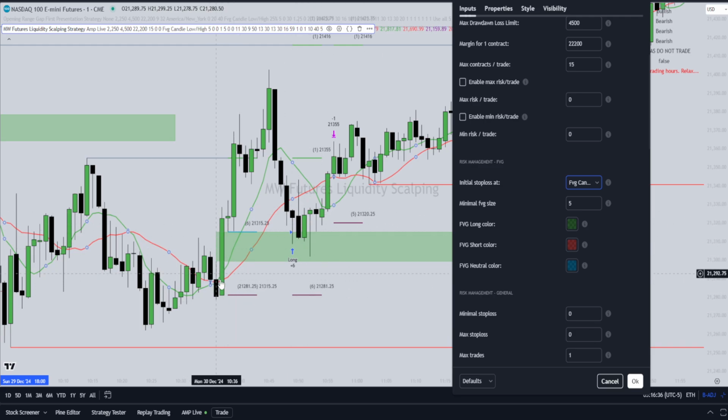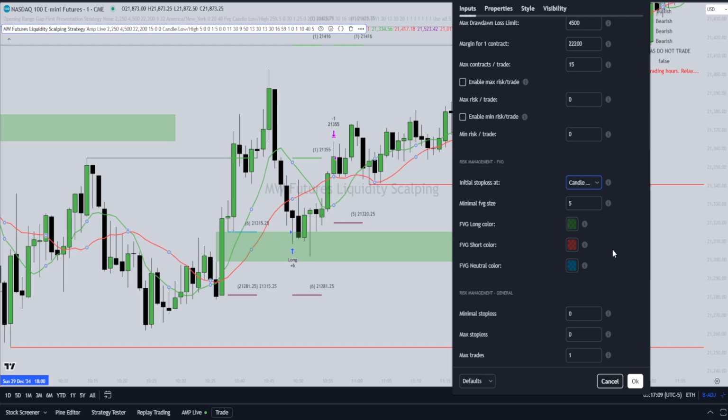If we look at fair value gaps, it's always consistent of three candles, right? The left candle, the middle candle, and the right candle. The middle candle is always the fair value gap candle. This is the candle which shows the fair value gap. If you place it on this setting, your stop loss will always be placed on the low or the high of this particular candle. Very straightforward again. So fair value gap candle low high.